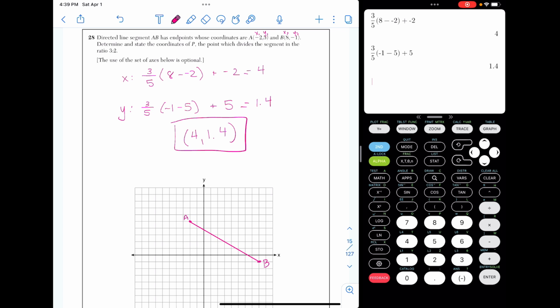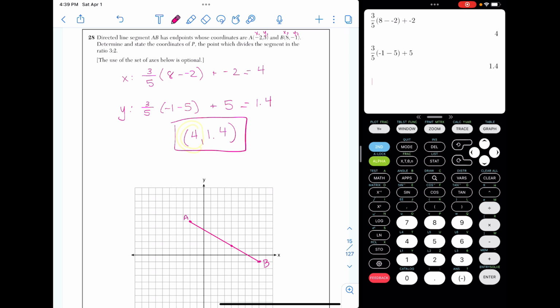So our answer was 1.4. So I'm going to estimate where I think that is on the graph, and it looks like it's right about here. And I want to see, does that partition the line segment into a 3:2 ratio? And it does look pretty accurate from my diagram here. But what I'm going to actually do is check it in terms of the x coordinate, that 4 that we looked at. So the distance between A and B horizontally is 10 units, right?